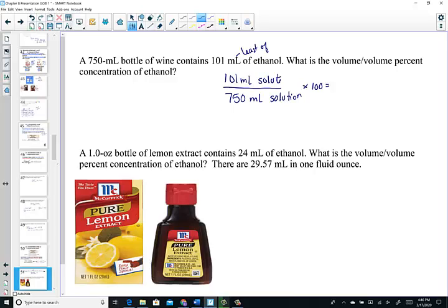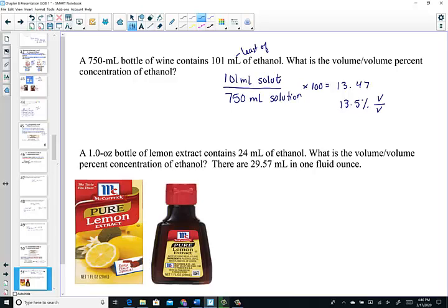101 divided by 750 times 100, and you get 13.47. We need just 3 sig figs, so 13.5%, and then do this, volume over volume, so you know what those units are. Milliliter over milliliter. Here's another example.